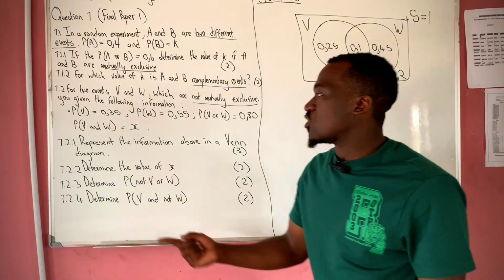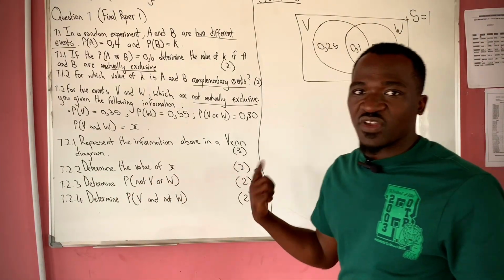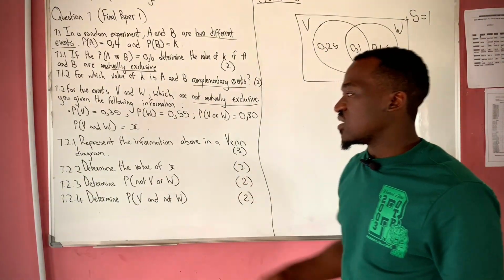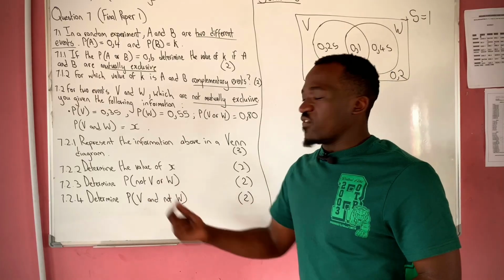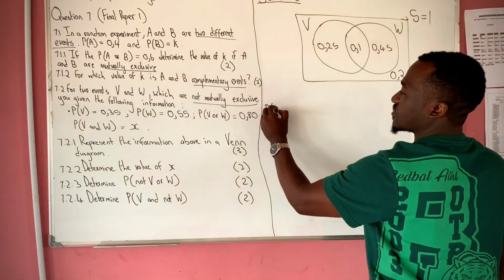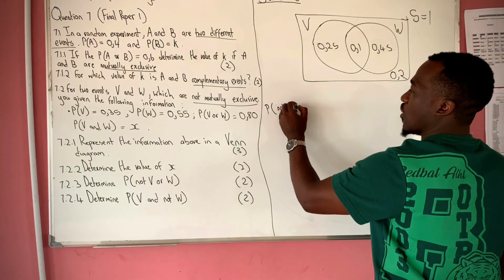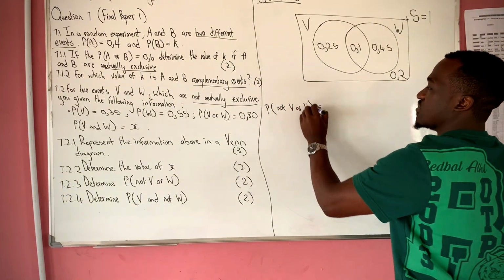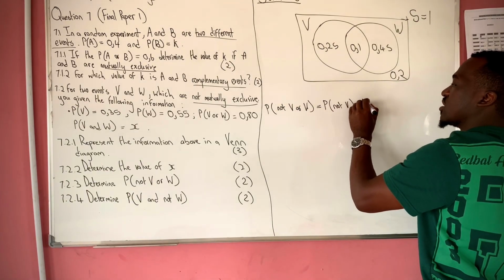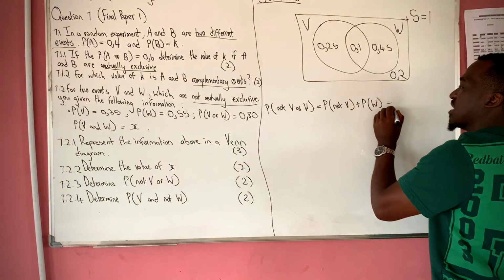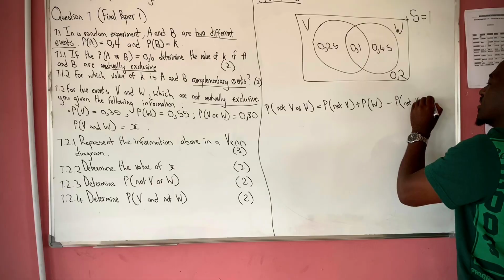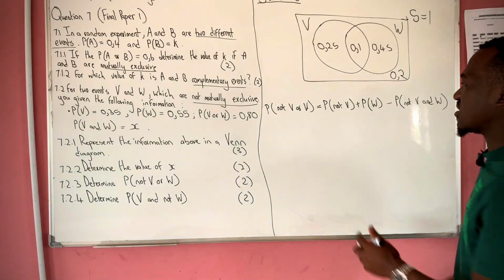Now let's look at 0.25, 0.1, 0.45 and 0.2, which sum to 1. Now let's look at this. Determine the value of X, we're done. Now we are removing those X's so that we can solve this. We move to P of not V or W. In this case, P of not V or W simply says it's P of not V plus P of W minus P of not V and W. This is very simple, guys.